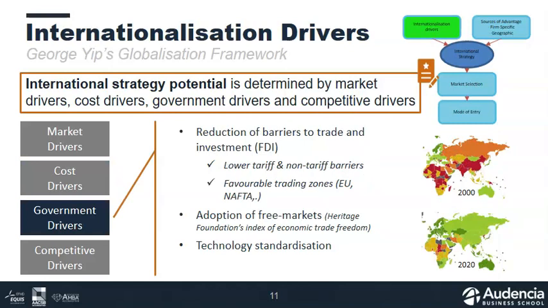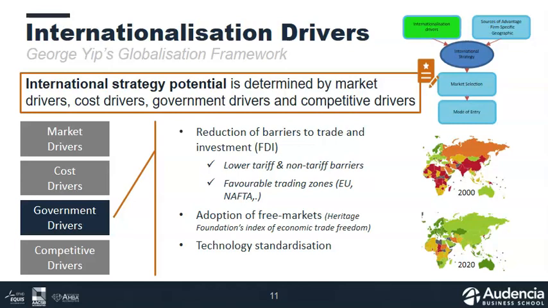Government drivers also are driving us towards international business. As I've mentioned, we've seen a reduction in barriers to trade, whether these be tariff barriers or non-tariff barriers that exist, for example, regulations on products and things like that. And we've seen an extension and an expansion of favorable trading zones. The European Union, NAFTA, all of these are encouraging us to consider international strategy.